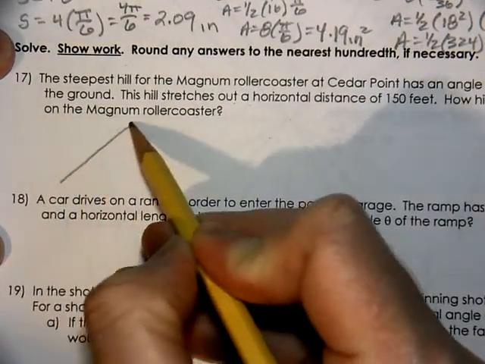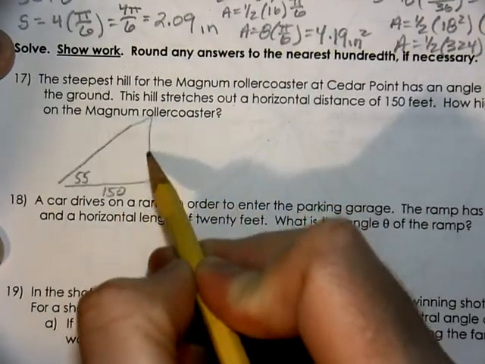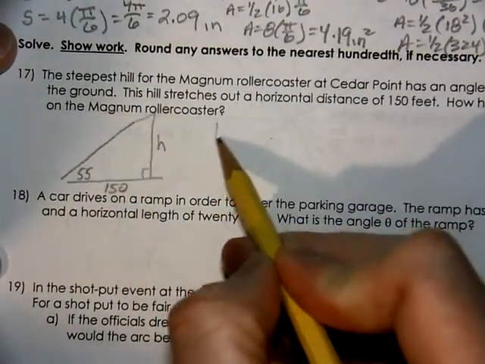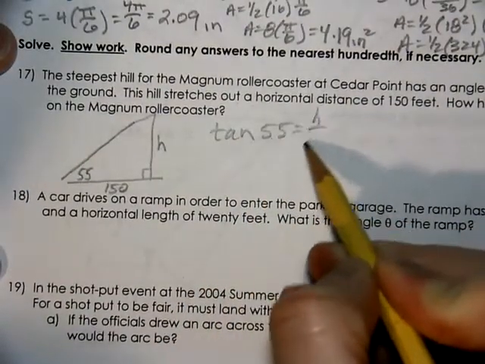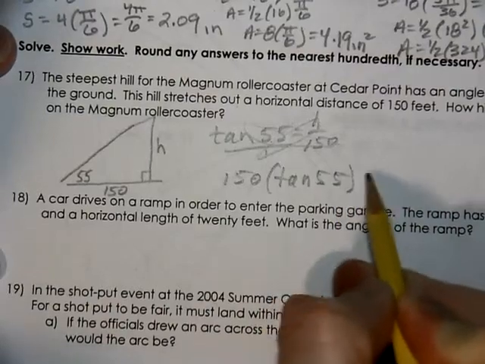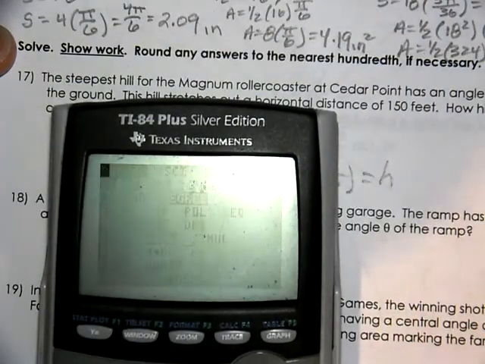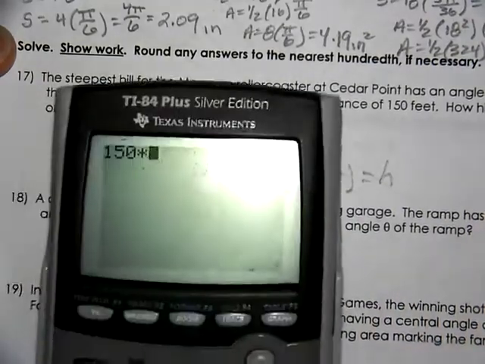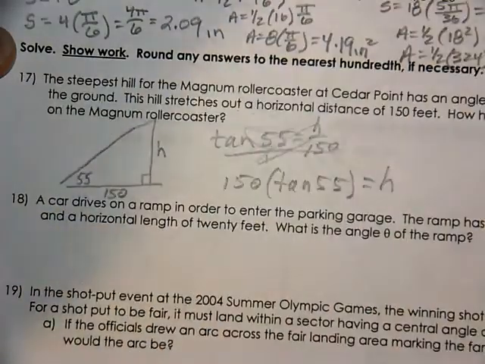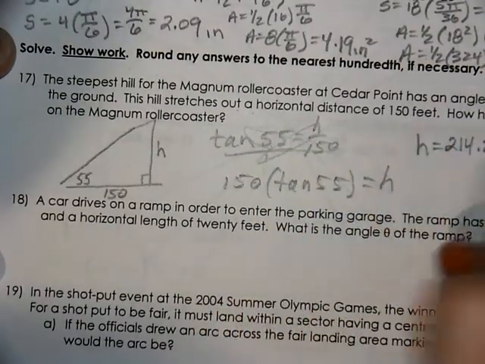So we're going to say 55 degrees and a horizontal distance of 150 feet. What is the height? Well, that would be opposite and adjacent. So that's tangent of 55 equals the opposite over adjacent, cross multiply, 150 times the tangent of 55 equals the height. So be sure you're in degree mode, and 150 times the tangent of 55 comes out to be 214.22. The height should be around 214.22, and these units are in feet.